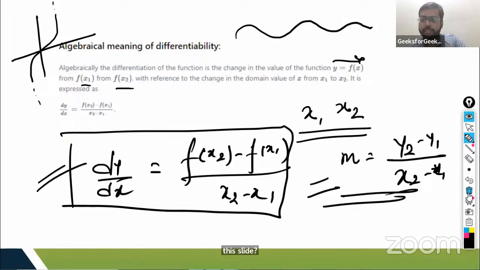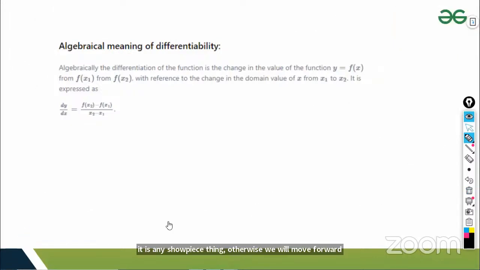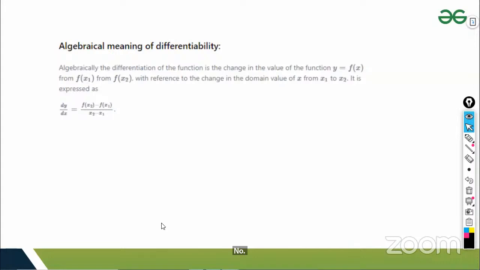If there is any issue, please say, otherwise we will move forward. No, sir. Okay, okay. No issue, take care.